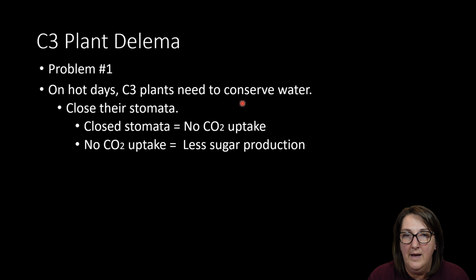This C3 plant has to conserve water. It does not want to keep that stomata open, but I have to have stomata open to get carbon dioxide and to get rid of my waste. So they close their stomata during the day to conserve water. I don't want to get rid of all this water. But closed stomata means I have no carbon dioxide uptake. And no carbon dioxide uptake means I have less sugar production. I'm not able to feed the plant.